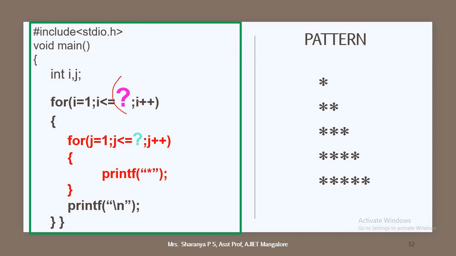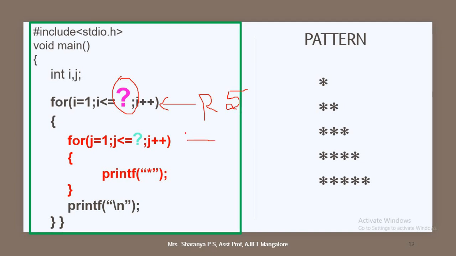So one question asked here is, what is the condition we have to specify? As we discussed, the first for loop is responsible for displaying the rows. So how many rows are there here? A total of 5 rows will be present. So i is less than or equal to 5.